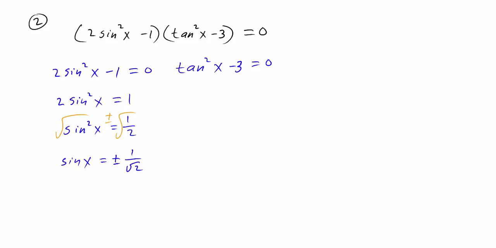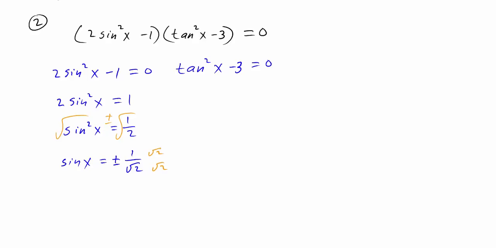And once again here, we would have to rationalize the denominator, which will make things easier for us. So we would have then the sine of x equals plus or minus the square root of 2 over 2.